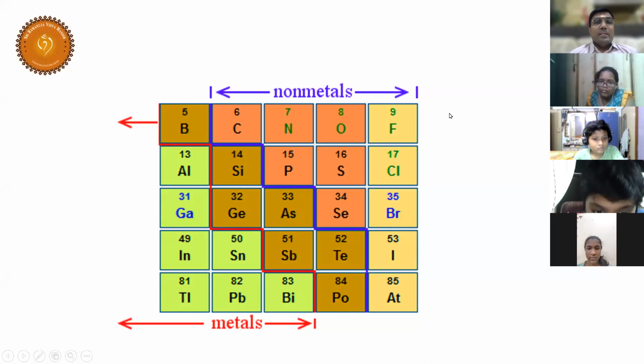Again, have a look, students. This is the P block. Boron, silicon, germanium, arsenic, antimony, tellurium, and polonium are metalloids. Similarly, nitrogen, oxygen, fluorine, phosphorus, sulfur, chlorine, selenium, bromine, iodine, and astatine are non-metals. And these are metals: metals, metalloids, non-metals.